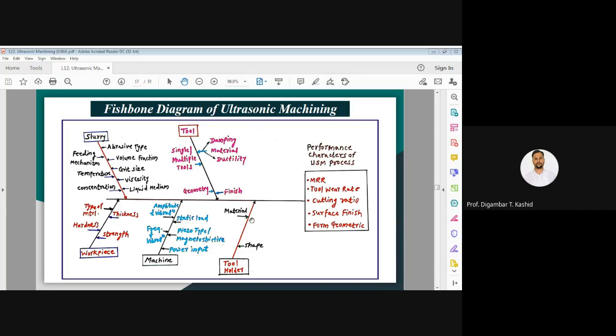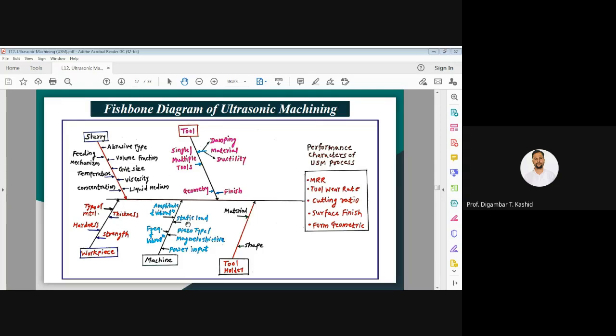So we should know this. Now this diagram, I have drawn it by hand, my handwritten diagram using a sketch pen. But this diagram you will get in the advanced machining processes NPTEL course by Vijay Jain.